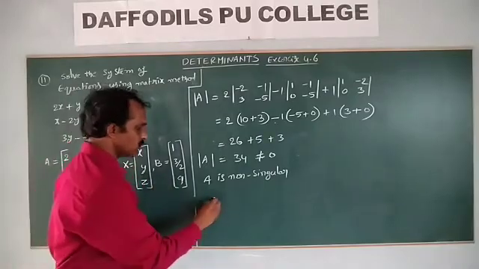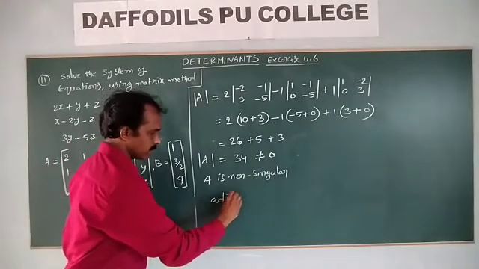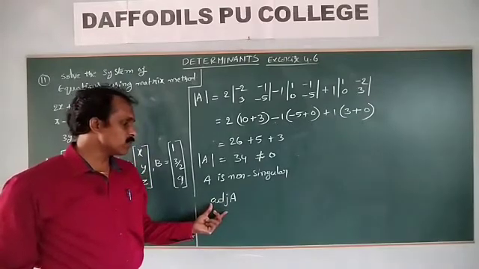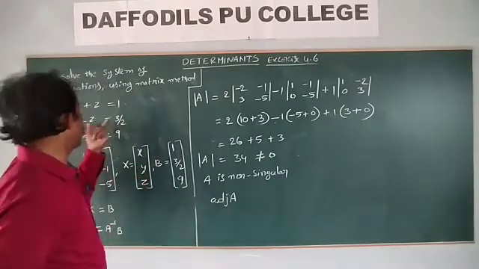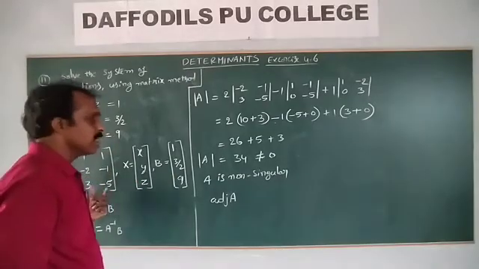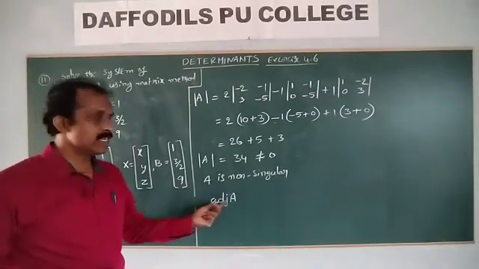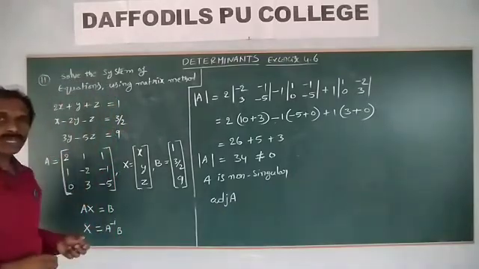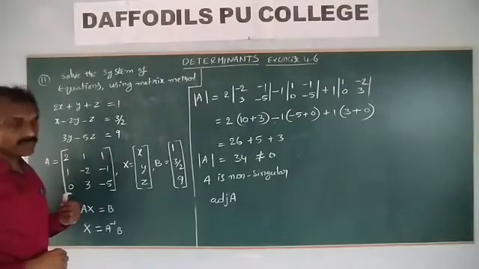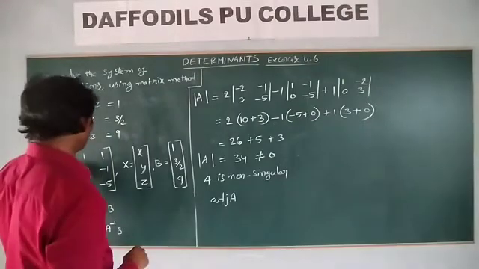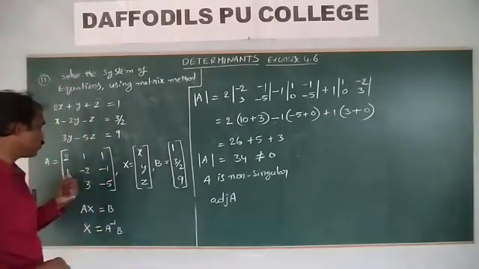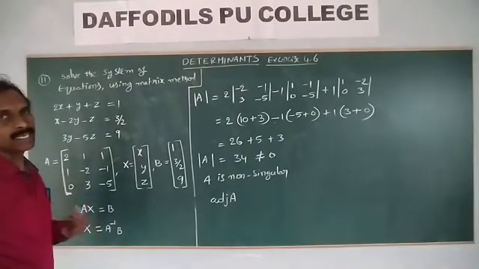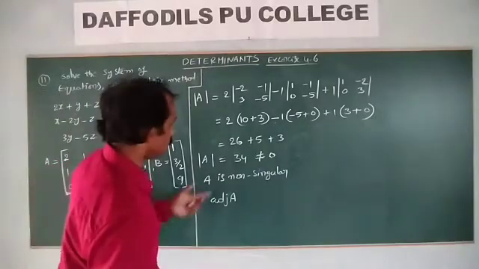So we will find adjoint A. What is adjoint A? Adjoint A is the transpose of the cofactors of A. That is the definition of the adjoint. So first of all, we will find the cofactors A11, A12, A13, A21, A22, A23, A31, A32, A33.